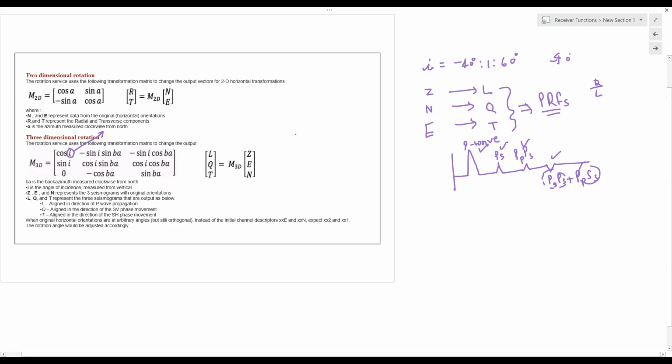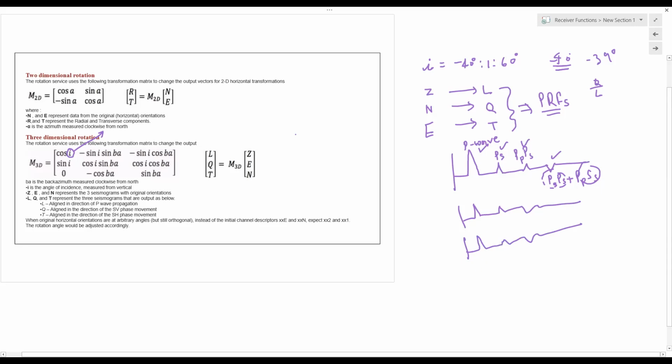So after you compute the receiver function by using this minus 40-degree incident value, then you will again compute another receiver function by using the same deconvolution methodology at around minus 39 degrees. Likewise, let's suppose this is minus 39. This is another receiver function. Likewise, at 38 degrees, you will compute another receiver function.